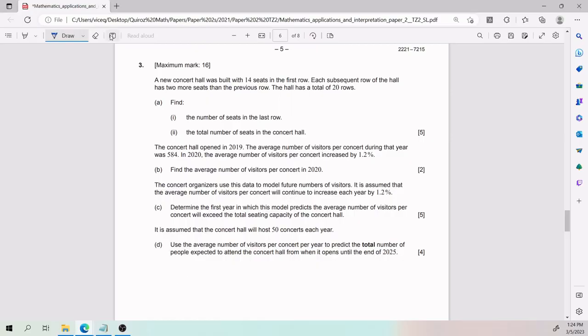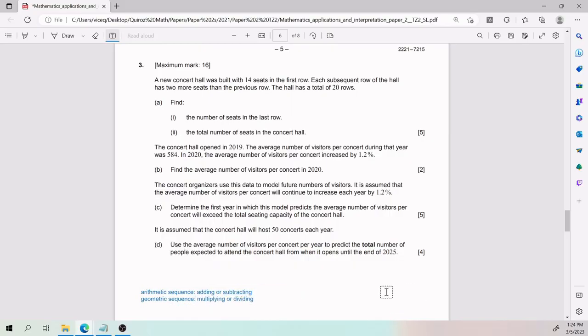We have the arithmetic sequences. I'm actually going to write this down, arithmetic sequence. And we also have the geometric sequence. As a quick rule of thumb, the arithmetic sequence is going to be adding or subtracting, while the geometric sequence, you guessed it, is going to be multiplying or dividing.